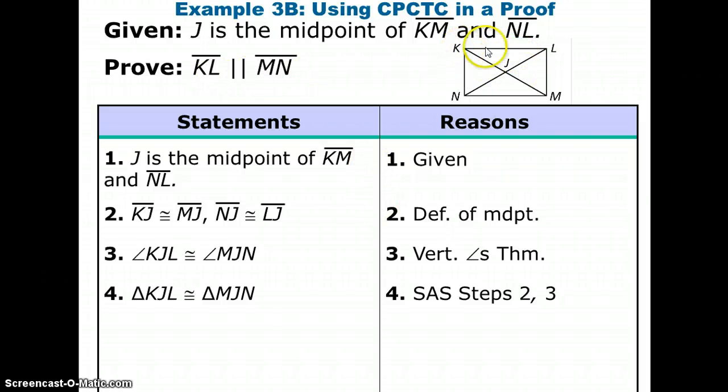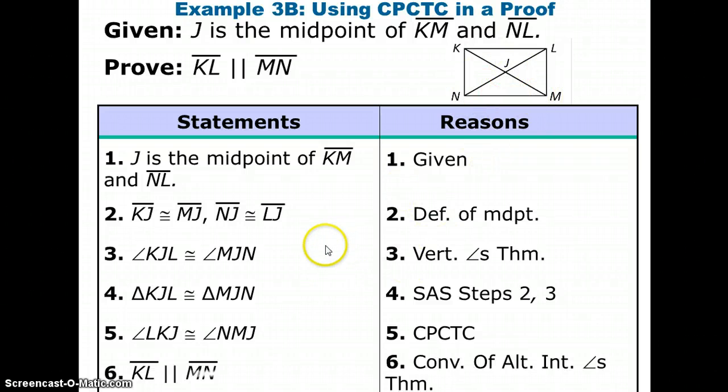If I'm talking about the top segment and bottom segment to be parallel, that means I'm looking for either an angle here at L or K to be congruent to an angle at N or M. So we pick LKJ to be congruent to NMJ, and those are alternate interior angles, so these lines are parallel by the converse of the alternate interior angles theorem.